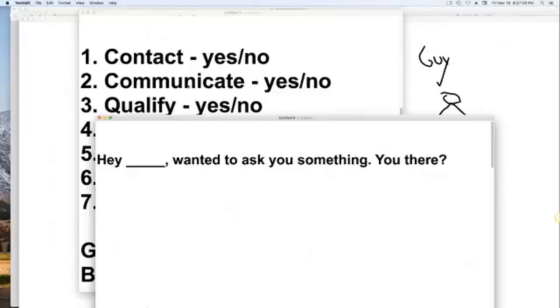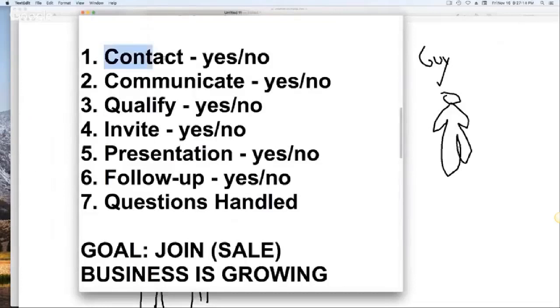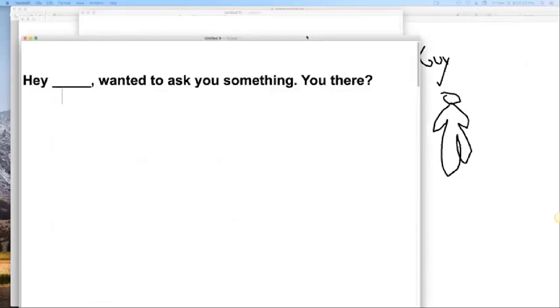What are we doing? We're just contacting them. What did I say earlier? When I'm doing this, I'm only doing this. That's the only thing I'm doing. I'm not worried about anything else. Based on their answer, I'm going to determine whether they're willing to communicate.